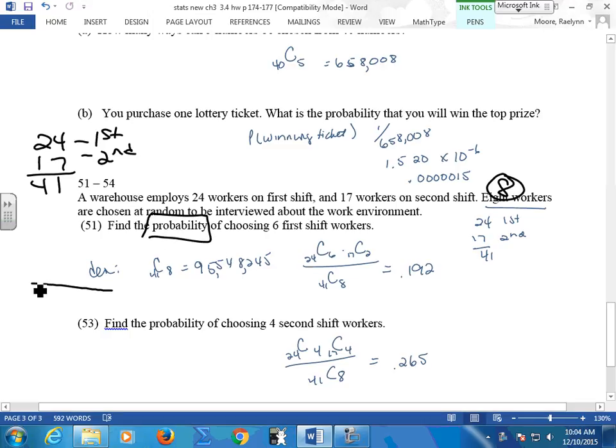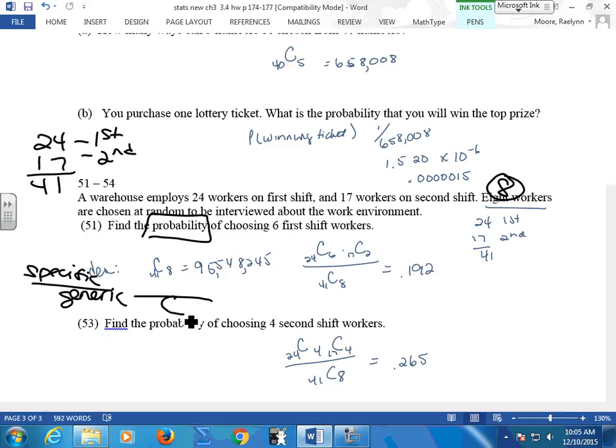Probability means I have 2 lines here, a top and a bottom, a specific and a generic, if you will. Think of it that way. This is specific, this is generic. Generic means what? Any 8 people. How many groups of 8 can I make from how many people? 41. How many groups, non-workers, just groups of 8, can I choose from 41 people?